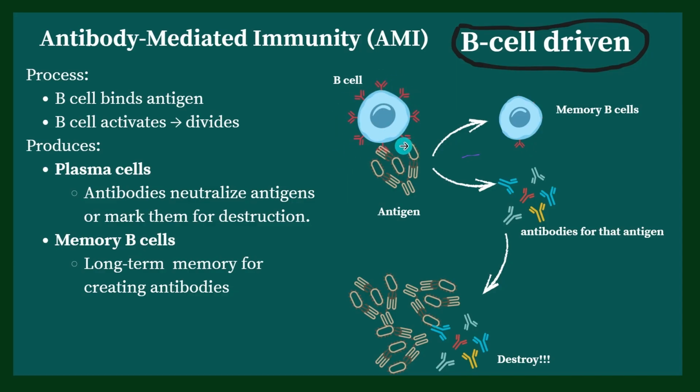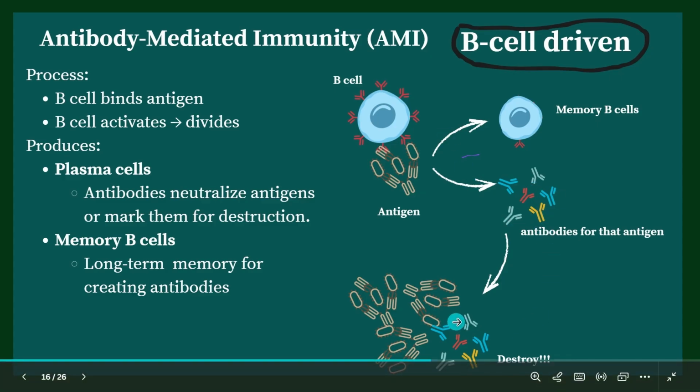That triggers a response that causes the B cell to divide into two different things. It can divide into a bunch of memory cells that will always remember that antigen, and it also divides into all of these antibodies. All these antibodies break off, and they will go and mark the antigens for destruction, or they will neutralize them in some way.